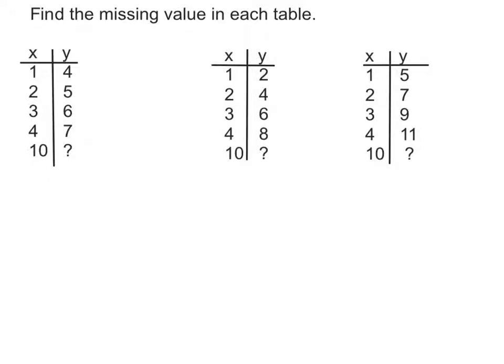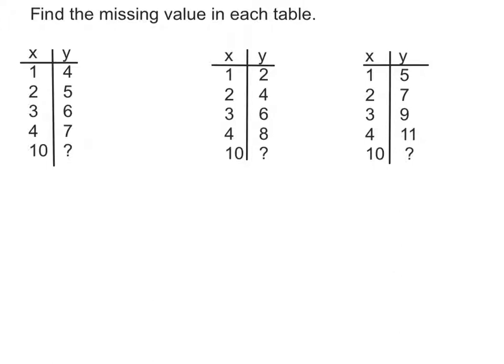Hello. Today we are going to look at a couple of different tables and we're going to try to figure out what the values that are missing in these tables are. So in my first table you can see I have the ordered pairs (1, 4), (2, 5), (3, 6), (4, 7), and (10, ?).